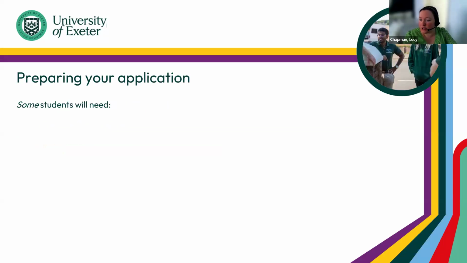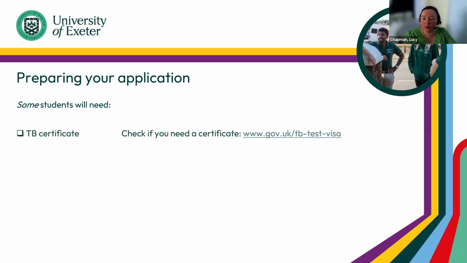Okay, so those are the main documents, but there are a few others that you may need to submit as well, depending on your individual circumstances. If you are a person from a country listed in Appendix T of the immigration rules, and you are applying for a visa from outside the UK to study for more than 6 months, you'll need a valid medical certificate confirming you have been tested for TB.